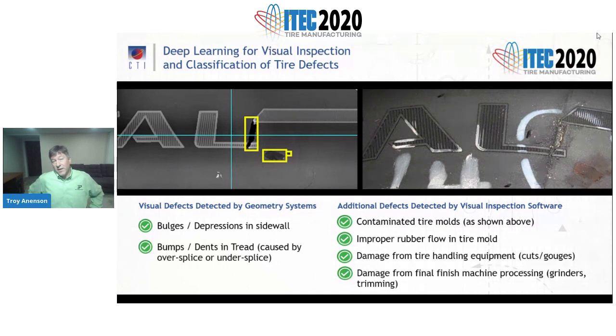Some of these defects that go undetected could be caused by contaminated tire molds or rubber not flowing correctly in a mold, or they could be defects from damage due to tire handling equipment, or even damage from improper processing by machines upstream of the tire geometry system, such as a white sidewall grinder or buffer, as it's also known, or even trimming stations, or grinding force or runout grinding on a tire uniformity machine.